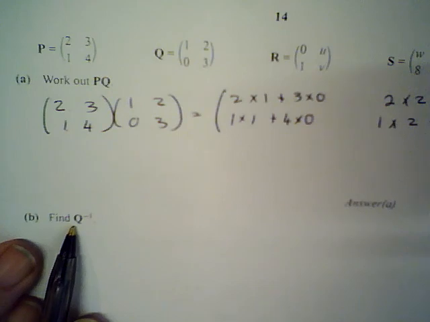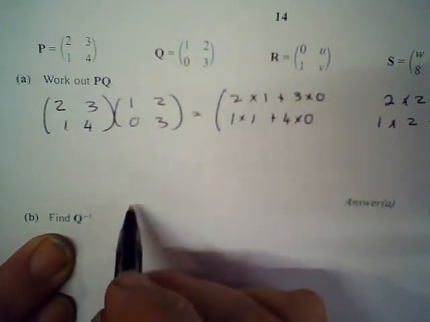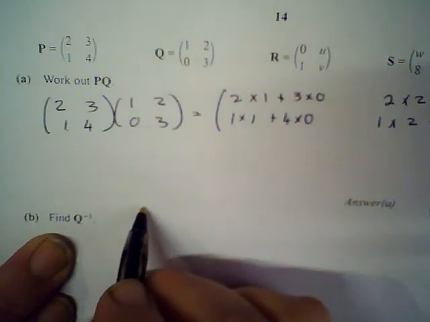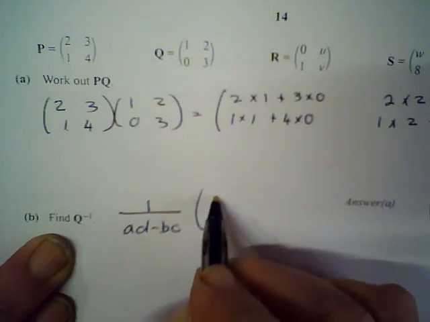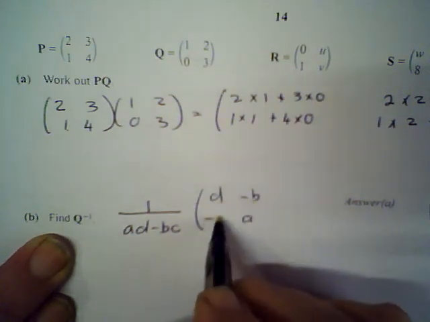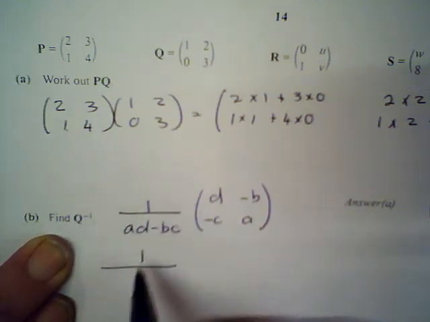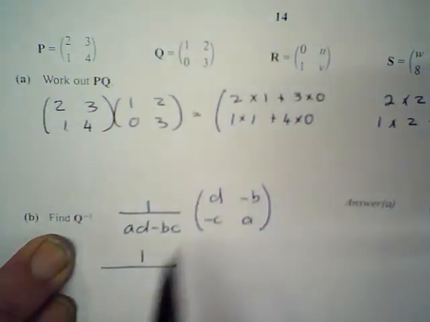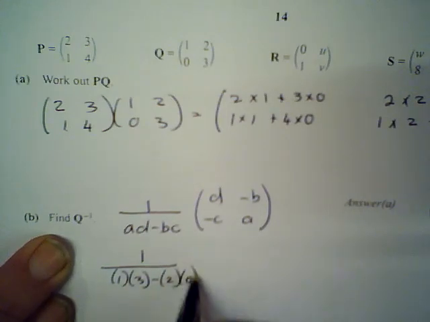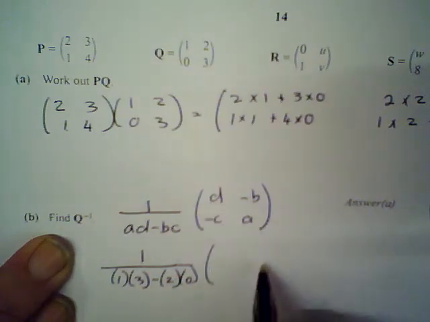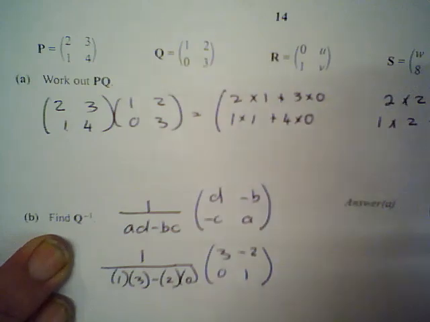Okay, the next question is Q. We need to find the inverse of it. So Q inverse is 1 over AD minus BC, and that would give us D, A, minus B, minus C. So 1 over A is 1, D is 3, minus 2 times 0. And we need to swap those around, so 3 and 1, write a negative there, and we are done.